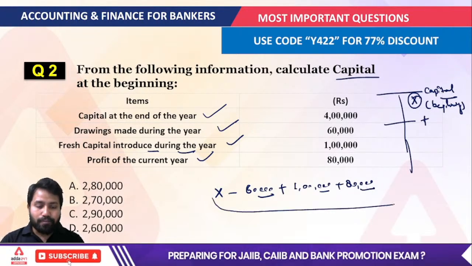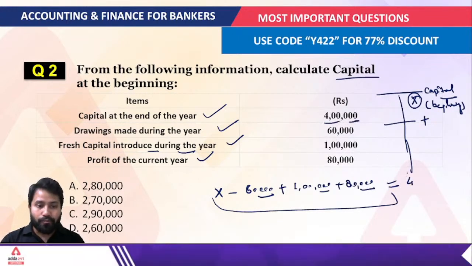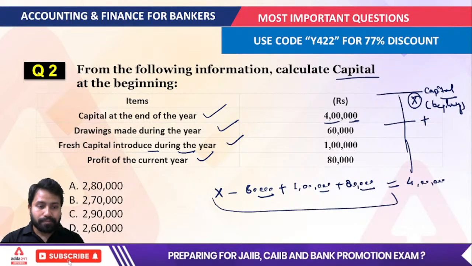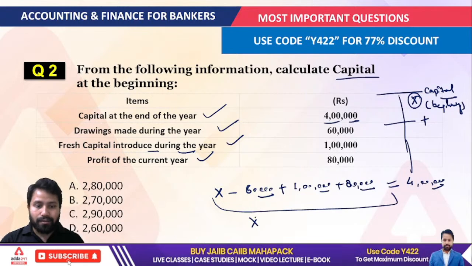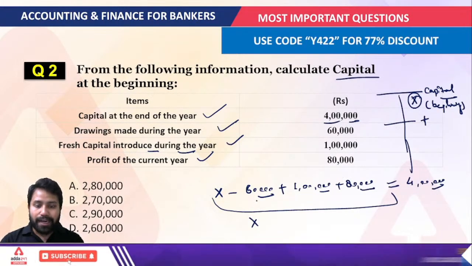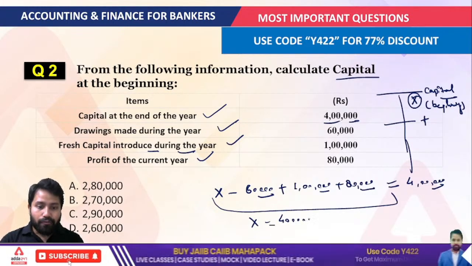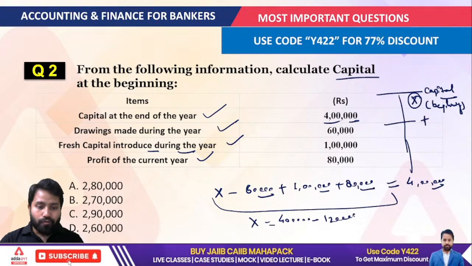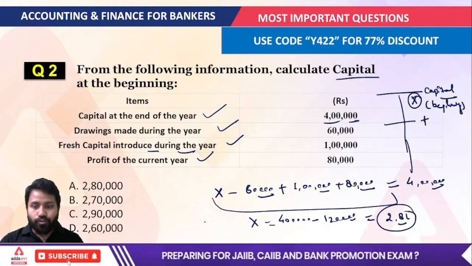And this should be equal to your capital at the end, which is already given as 4 lakh. Now tell me what the answer would be. 1 lakh plus 80,000 is 1 lakh 80, and 1 lakh 80 minus 60 is 1 lakh 20, and that 1 lakh 20 is subtracted from the 4 lakh. So the answer is 2.8 lakh, right? 2 lakh 80,000 is the answer for this question.